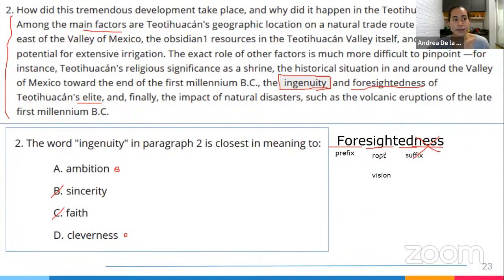Like lazy is an adjective, laziness is a noun. Clever is an adjective, cleverness is a noun. So that means just telling us that it's a noun. What about the prefix for? Can you associate it to other words that you've heard or seen before?